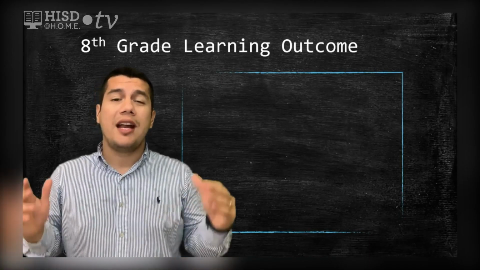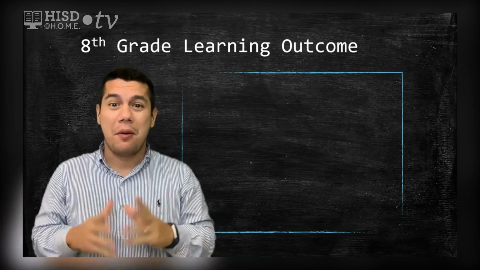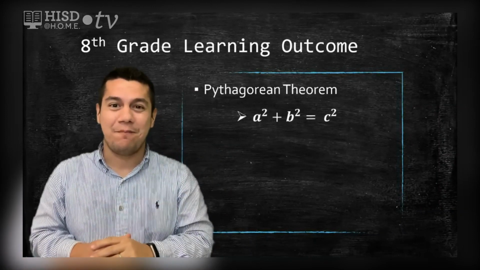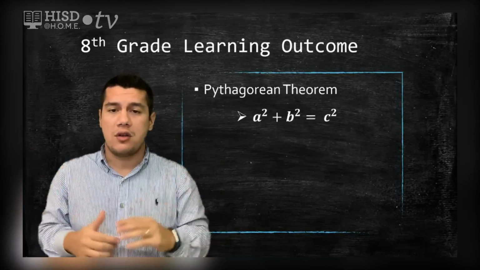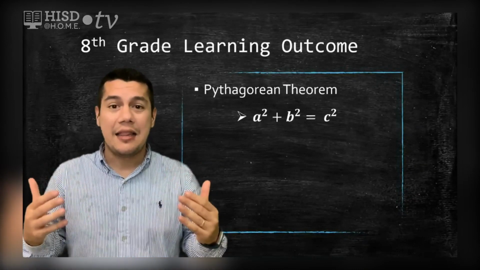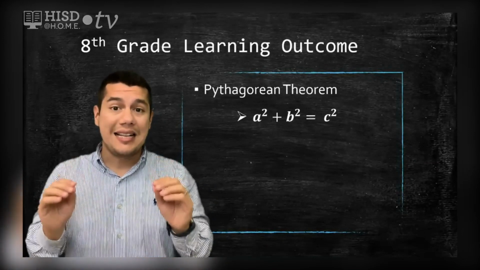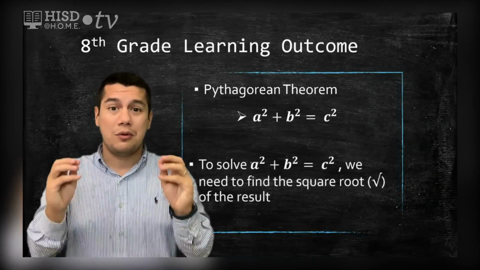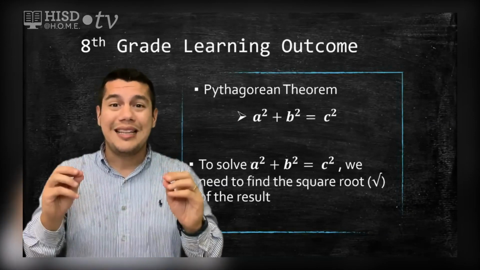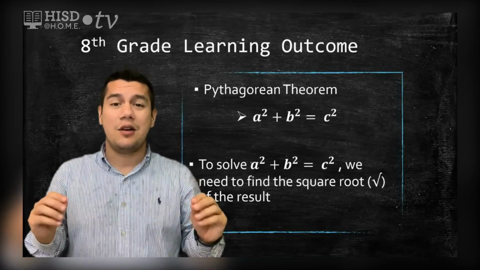So today our 8th graders learned about the Pythagorean Theorem. And remember, it is A squared plus B squared equals C squared. We also learned the converse of the Pythagorean Theorem that helps us to find the length of the legs. And we also learned that the last step in order to be able to find the solution for our Pythagorean theorem is to get the square root of these numbers. And that's the end of our lesson.